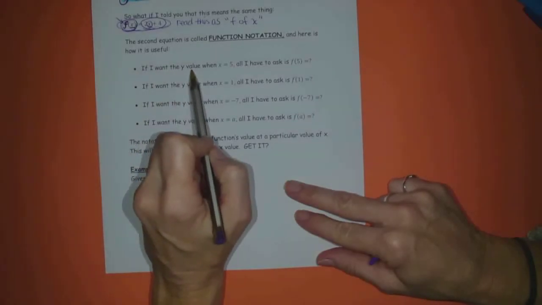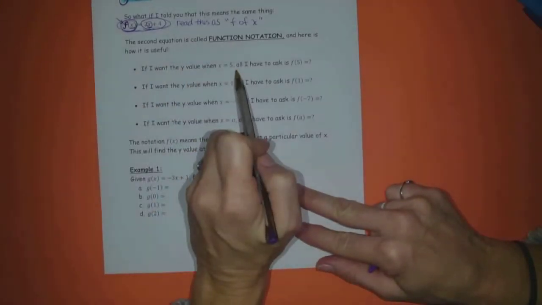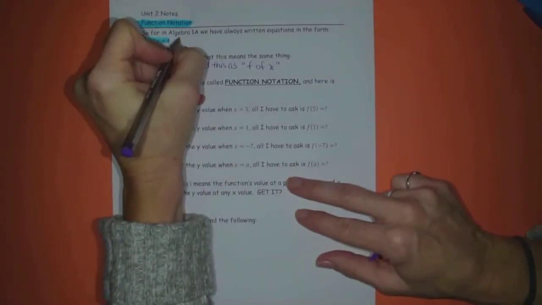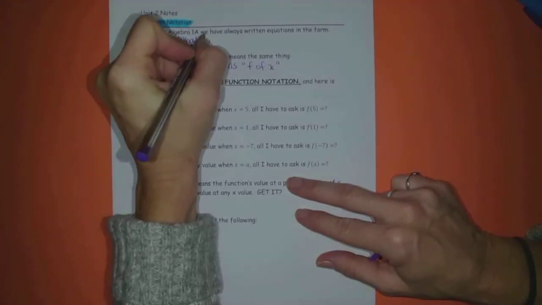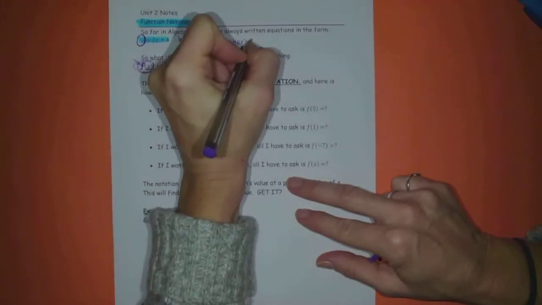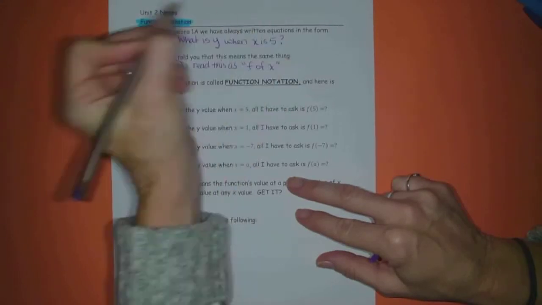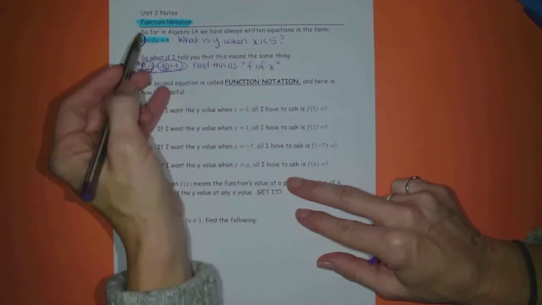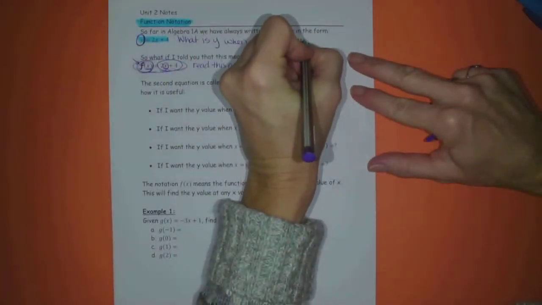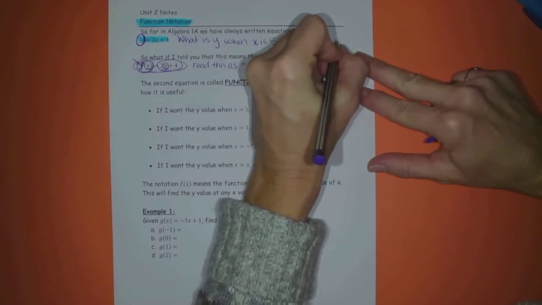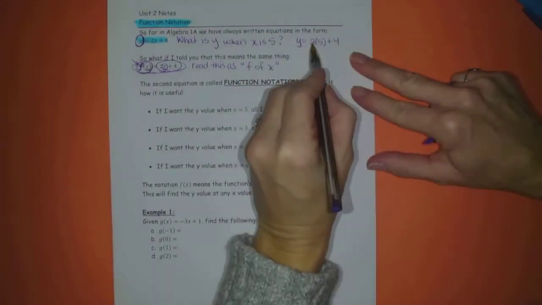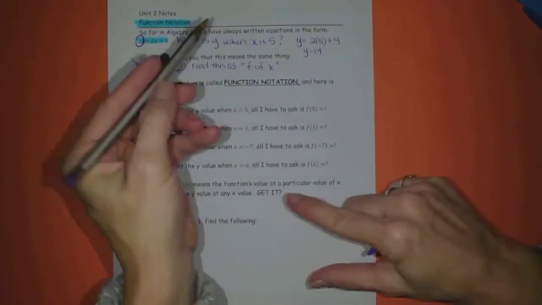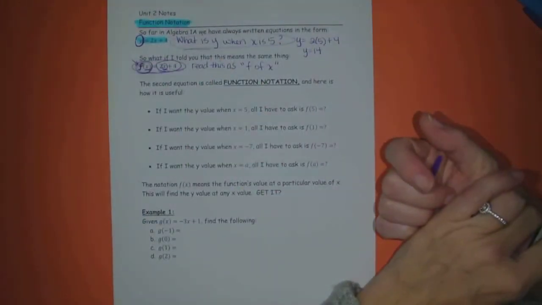If I want the y value when x is 5, so if I gave this equation up here to you and I said, hey, what is y when x is 5? I would have to write that out for you. What is y when x is 5? And you would say, okay, well, let me plug 5 in. So you would say y equals 2 times 5 plus 4. And you would take that 10 plus 4. You would say y is 14 when x is 5. But do you see how I had to write out a whole sentence to ask you that?